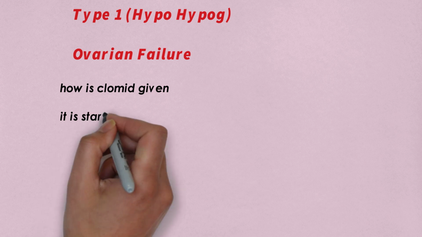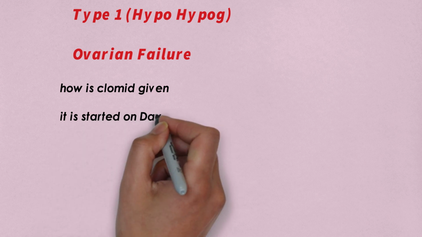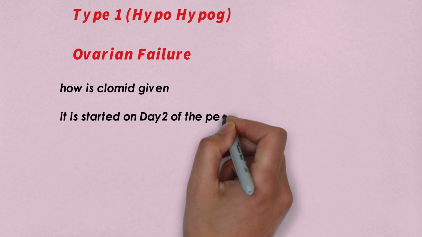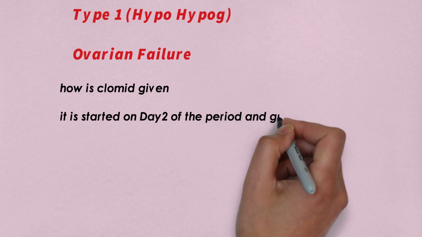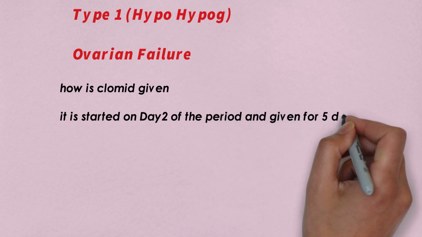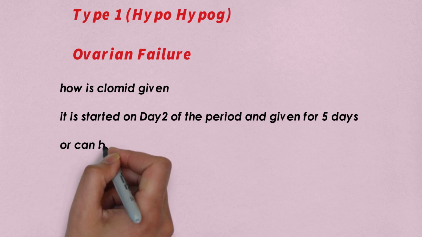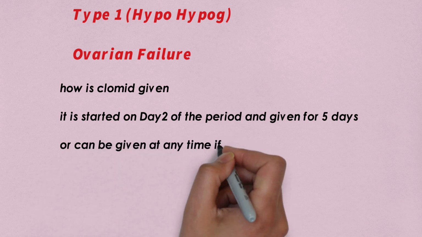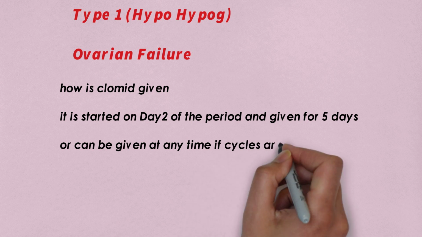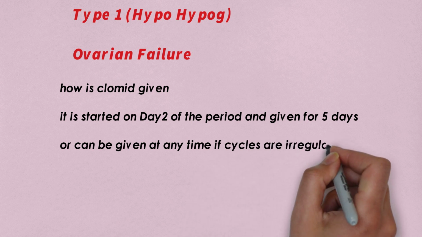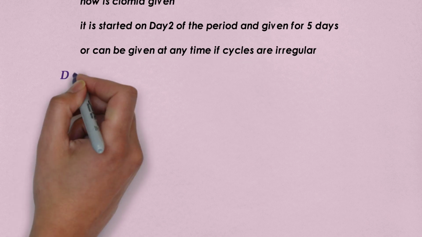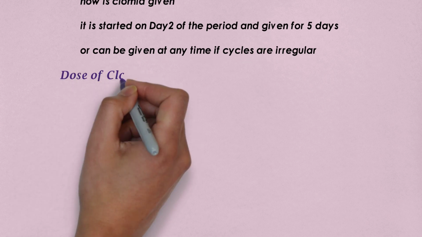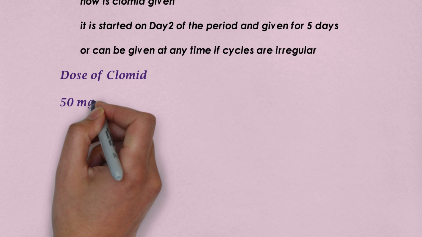The dose of clomiphene is usually started on the second day of the period, given for about 5 days. It can also be given from day 5 to day 9 of the cycle. Now, in some cases where there are very irregular periods, clomiphene can be started at any time for a period of 5 days after a scan confirms that there are no cysts.